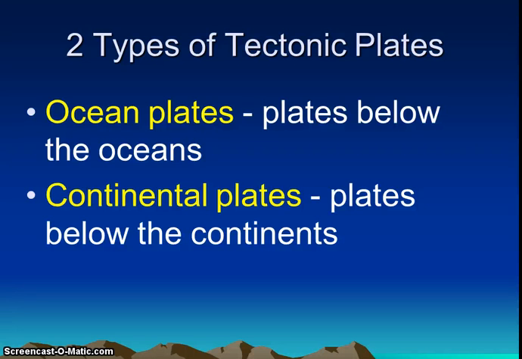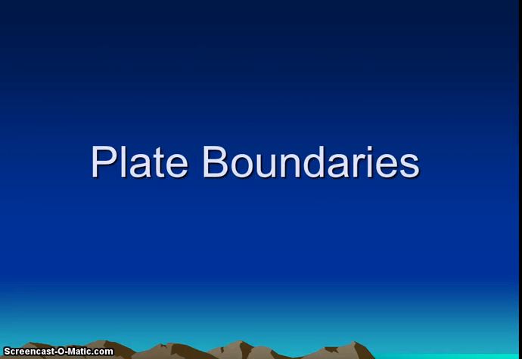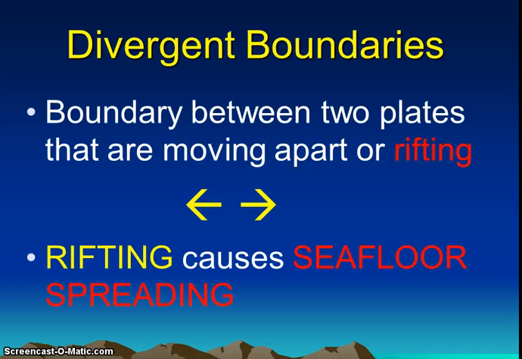There are two types of tectonic plates. There are ocean plates that are found below the oceans, and continental plates that contain the continents. There are three types of plate boundaries that separate these plates.